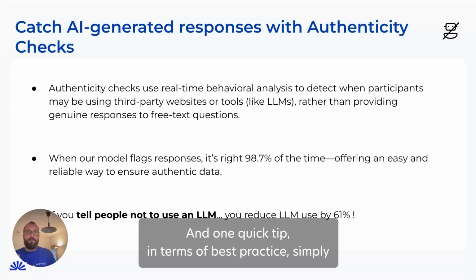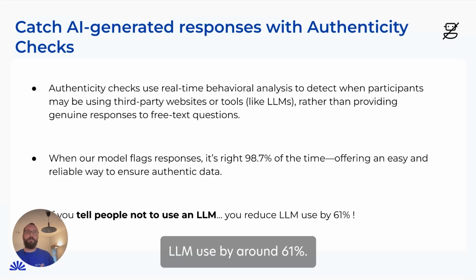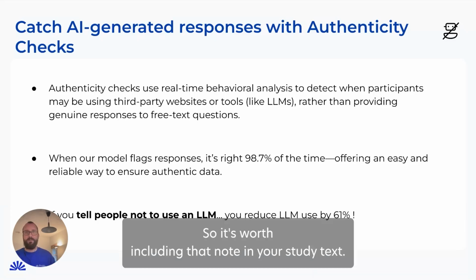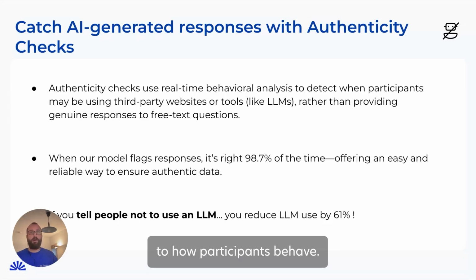And one quick tip in terms of best practice: simply reminding participants not to use AI tools in your study reduces LLM use by around 61%. So it's worth including that note in your study text, a really cheap, simple thing you can do to make a difference to how participants behave.